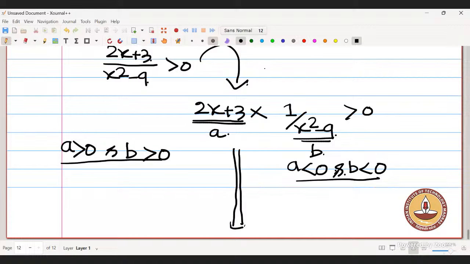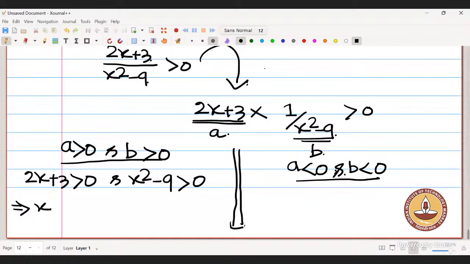Sir, here B should also be greater than 0, no? You read what I have written. 2x plus 3 greater than 0 and x square minus 9 greater than 0. This should hold simultaneously, right? So that means x is greater than -3/2. So x should be in the interval -3/2 to infinity, right? Yes, sir.